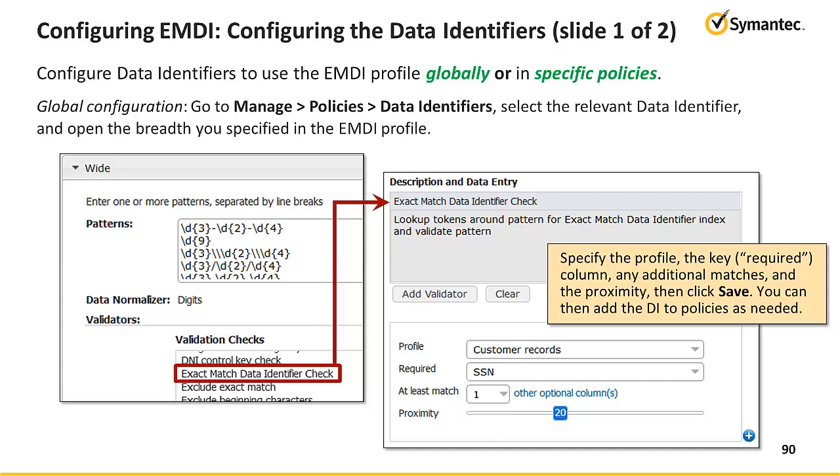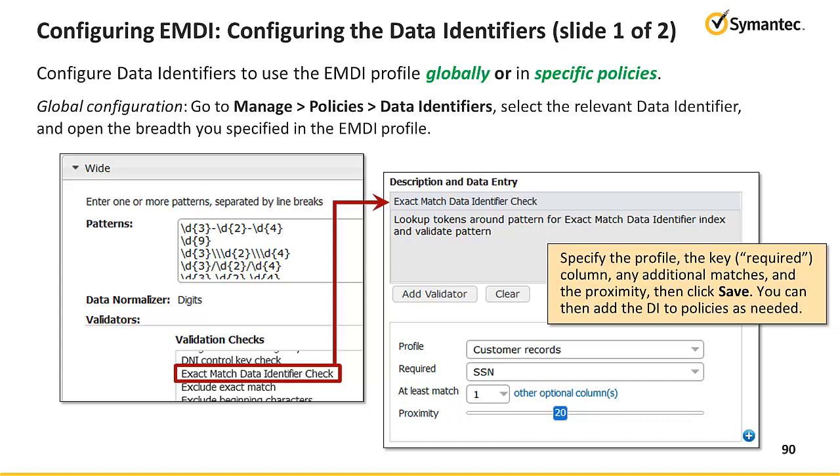For global configuration, go to Manage, Policies, Data Identifiers within the Enforce Administration console. Second, select the data identifier you want to use in policies where you'll be leveraging EMDI as an additional validator. Third, expand the rule breadth, either wide, medium, or narrow, that you specified in your EMDI profile. Note that these settings must match.